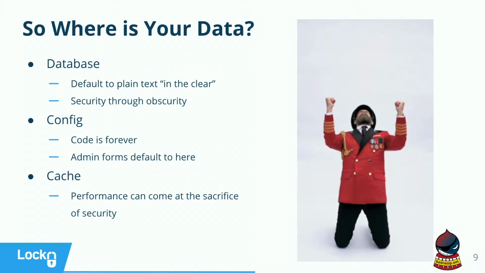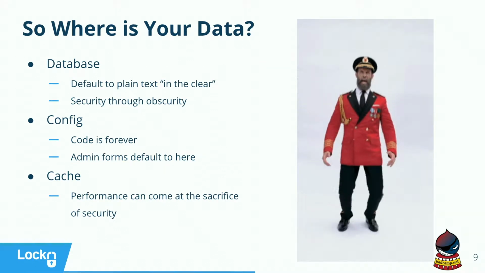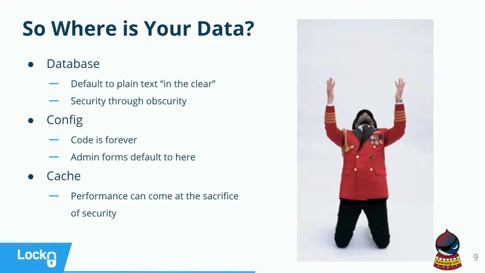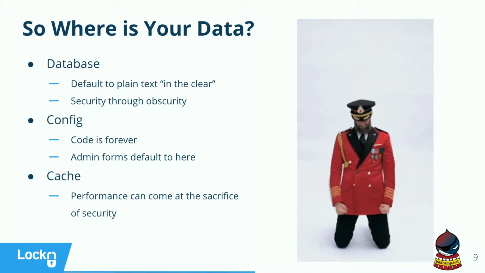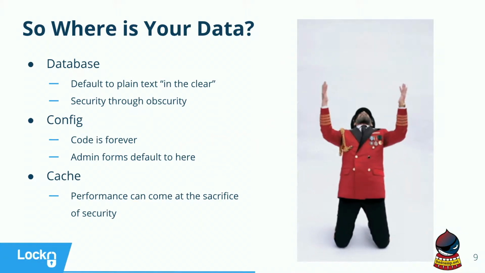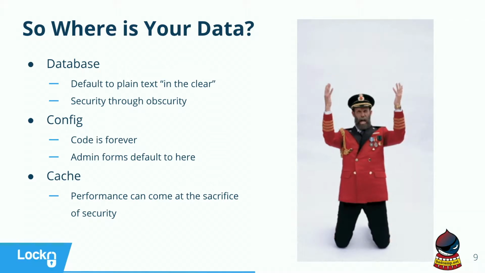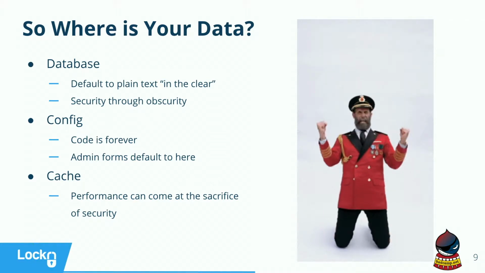Sometimes people try to do security through obscurity. They'll try to store something in the database and say, oh, I'm going to encrypt it. And then I'm going to put the key for the encryption in the variables table, which is in the exact same database that the encrypted data is in. And at that point, you've just done some really complex obscurity.